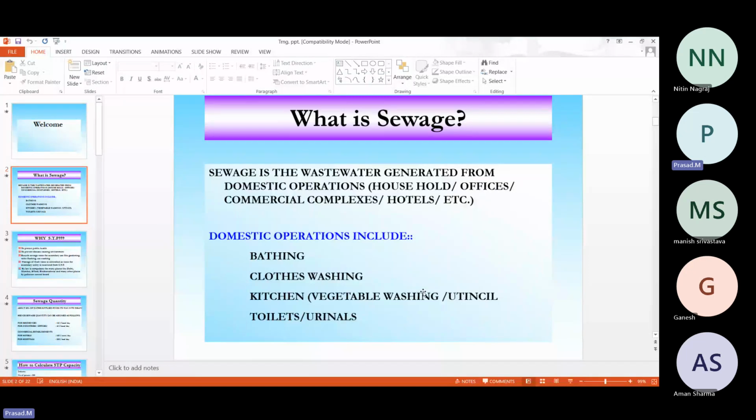So now we will start. What is meant by sewage? Sewage is the wastewater generated from domestic operations like households, offices, commercial complexes, hotels, etc. What does domestic operation include from which sewage is generated? First is bathing, then cloth washing, kitchen, vegetable washing, and toilets and urinals. These are the sources of sewage generation.